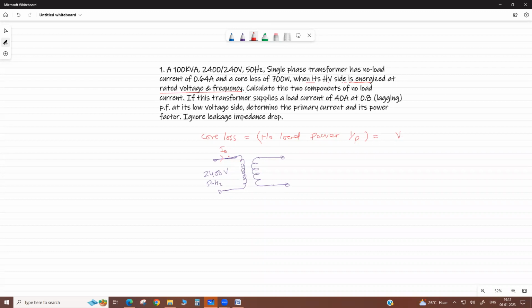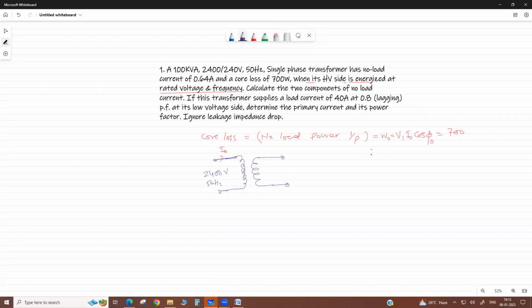So see, this is I1, I naught, cos phi naught. This is the power input to the transformer. Now this equals 700 watt. It is W naught, the no load power input. Okay, W naught equals this.